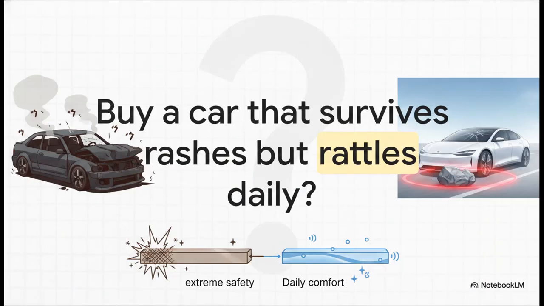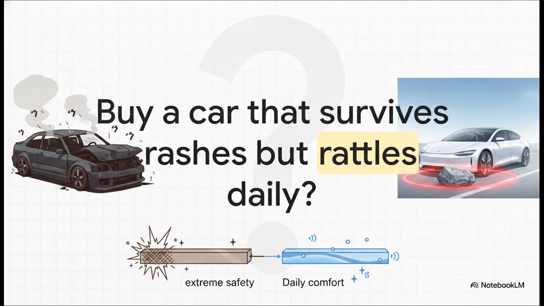Think about this for a second. Would you buy a car that you know survives a massive crash, but it rattles like a literal tin can every single time you drive it down to the grocery store? Well, of course not. But conversely, a car with a perfectly smooth ride that crumples at the absolute slightest impact, that is a total death trap.